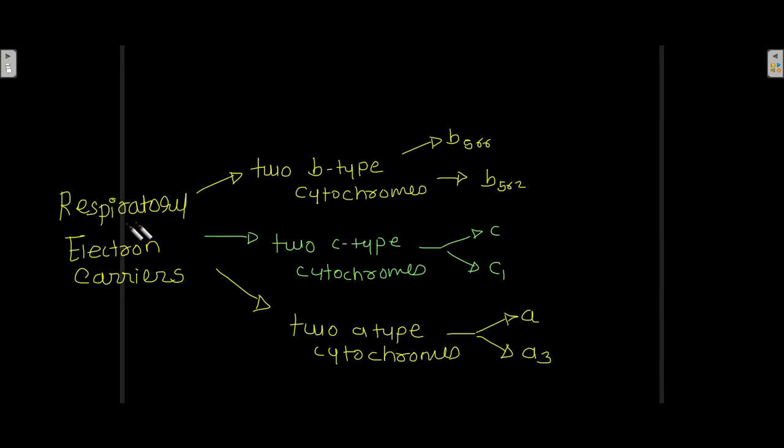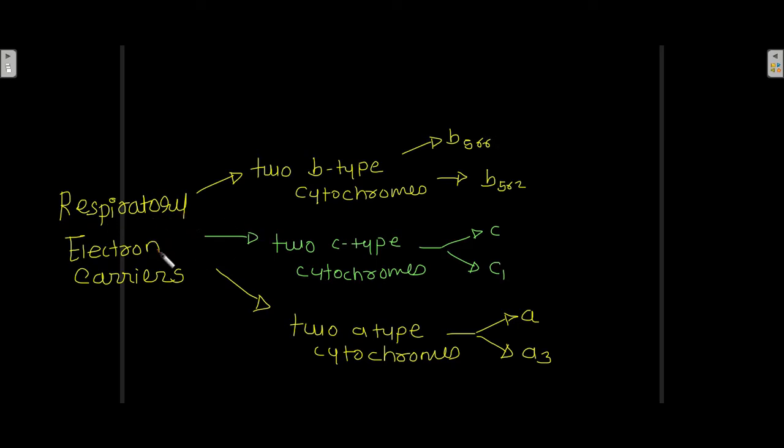Now in respiratory electron carriers there are 2 B types of cytochrome. Okay, that are B566 and B562. Okay, these are the 2 B type cytochromes present in the respiratory electron carrier. And also there are 2 C types of cytochrome, that are C and C1, and also 2 A type of cytochromes A and A3. Okay, so 2 B type, 2 C type and 2 A type cytochromes are there in your respiratory electron carriers.